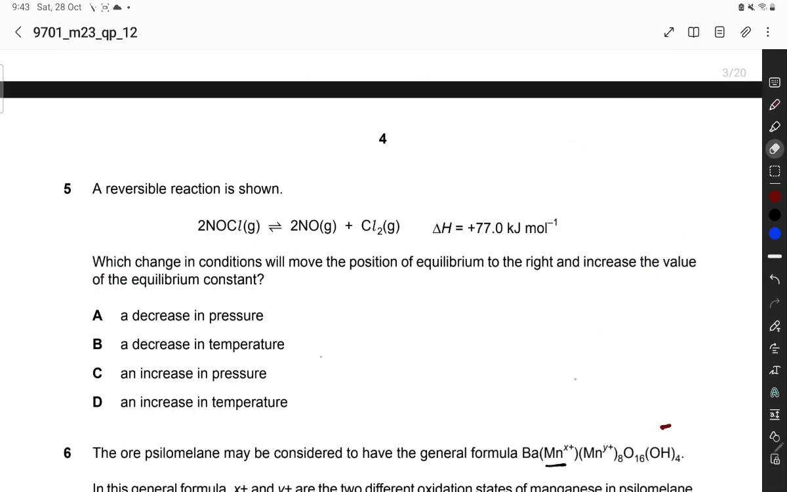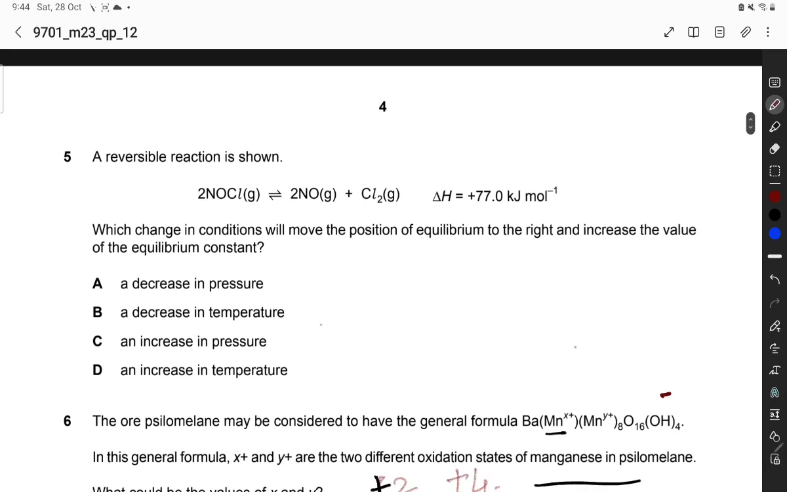Question number 5. A reversible reaction is shown: 2NOCl forms 2NO plus Cl2. This is an endothermic reaction. Which change in conditions will move the position of equilibrium to the right and increase the value of the equilibrium constant?